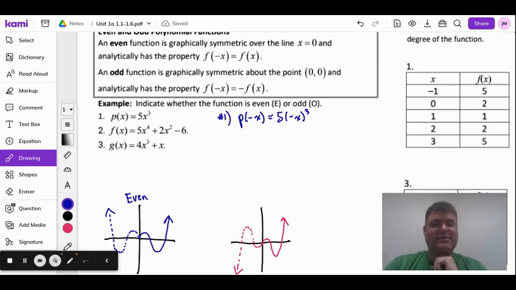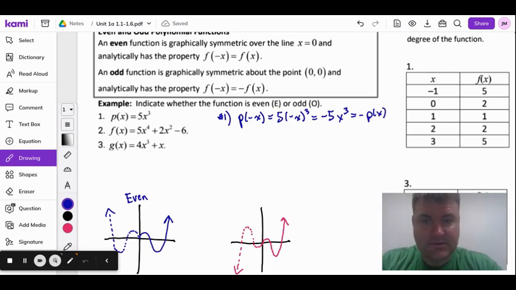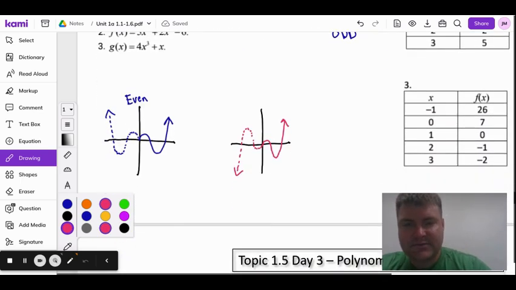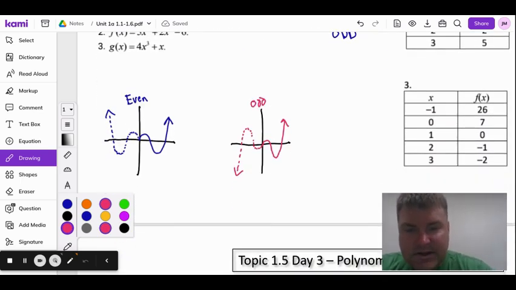So if you have negative x cubed, any negative number that's being cubed is still negative. So this is negative 5x cubed. Which, by the way, this looks almost exactly like the original p of x. The only difference is it's negative, which is perfect. Saying that this is going to be odd. Oh, I forgot to mention down here in my little graph. Let's label this as odd.